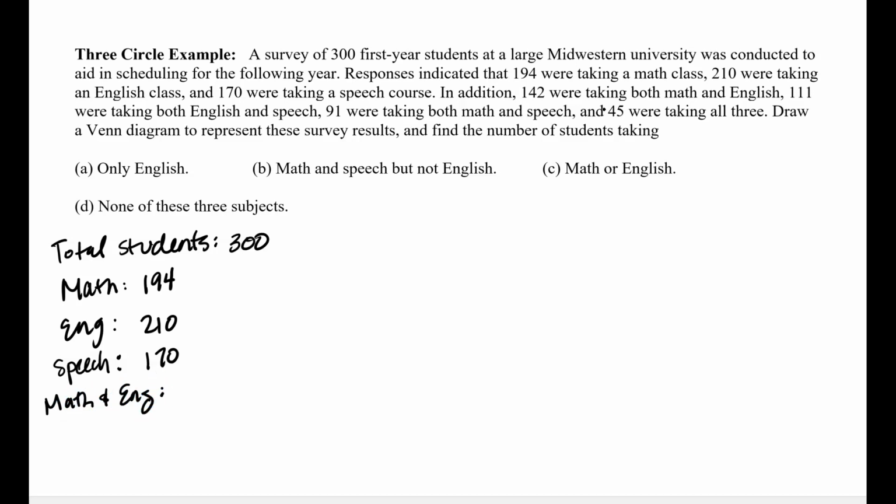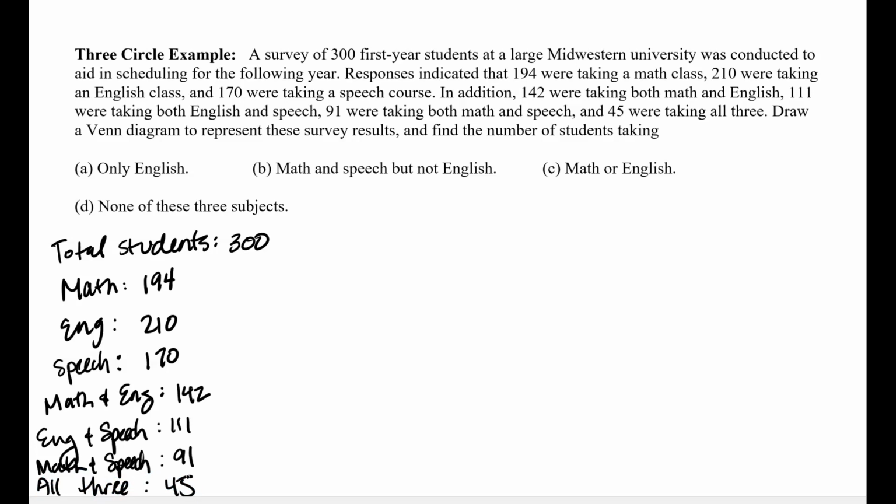Let's see, 142. Okay, and then 111 were taking English and speech. And then 91 were math and speech. And 45 were taking all three. So all three is going to be 45. So I'm going to draw a Venn diagram.